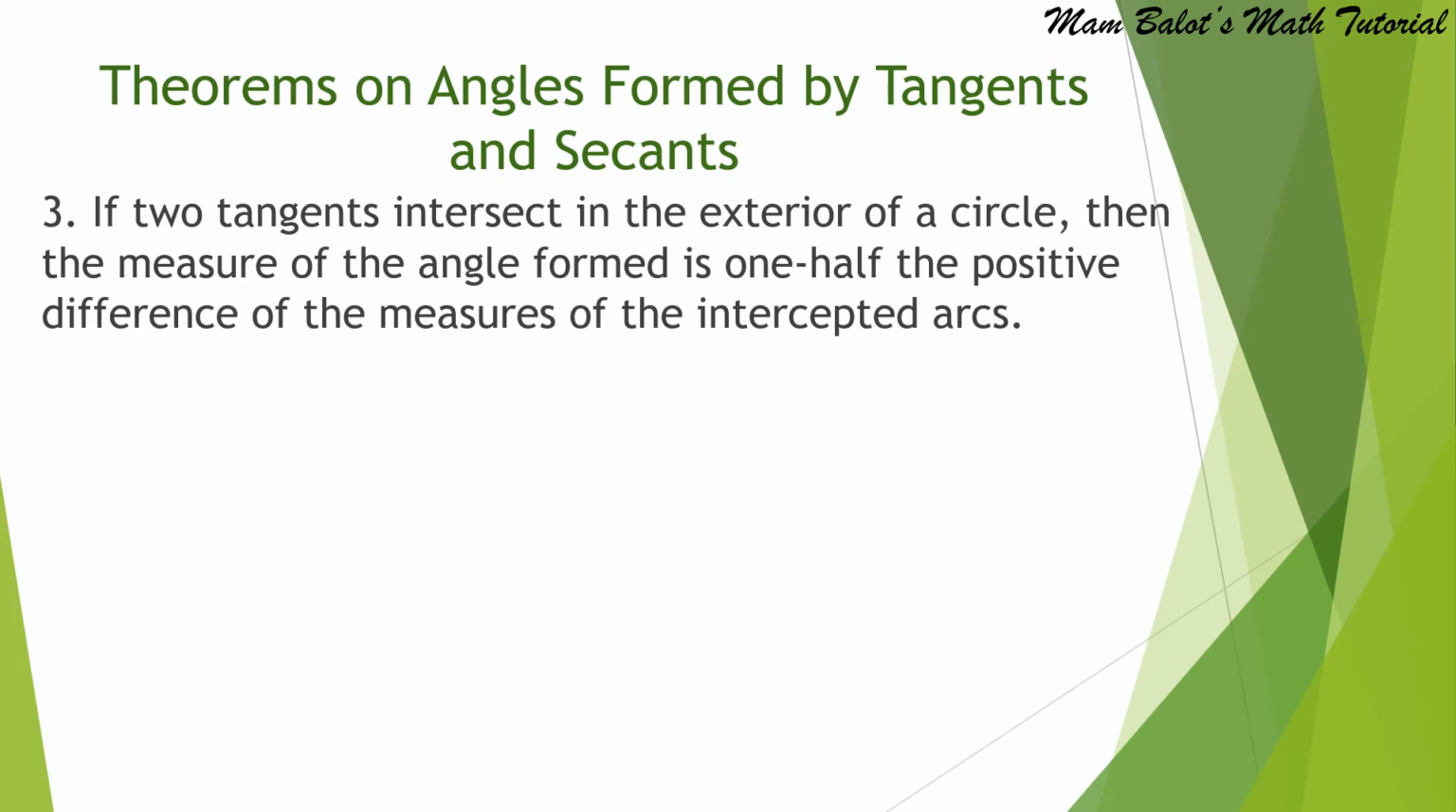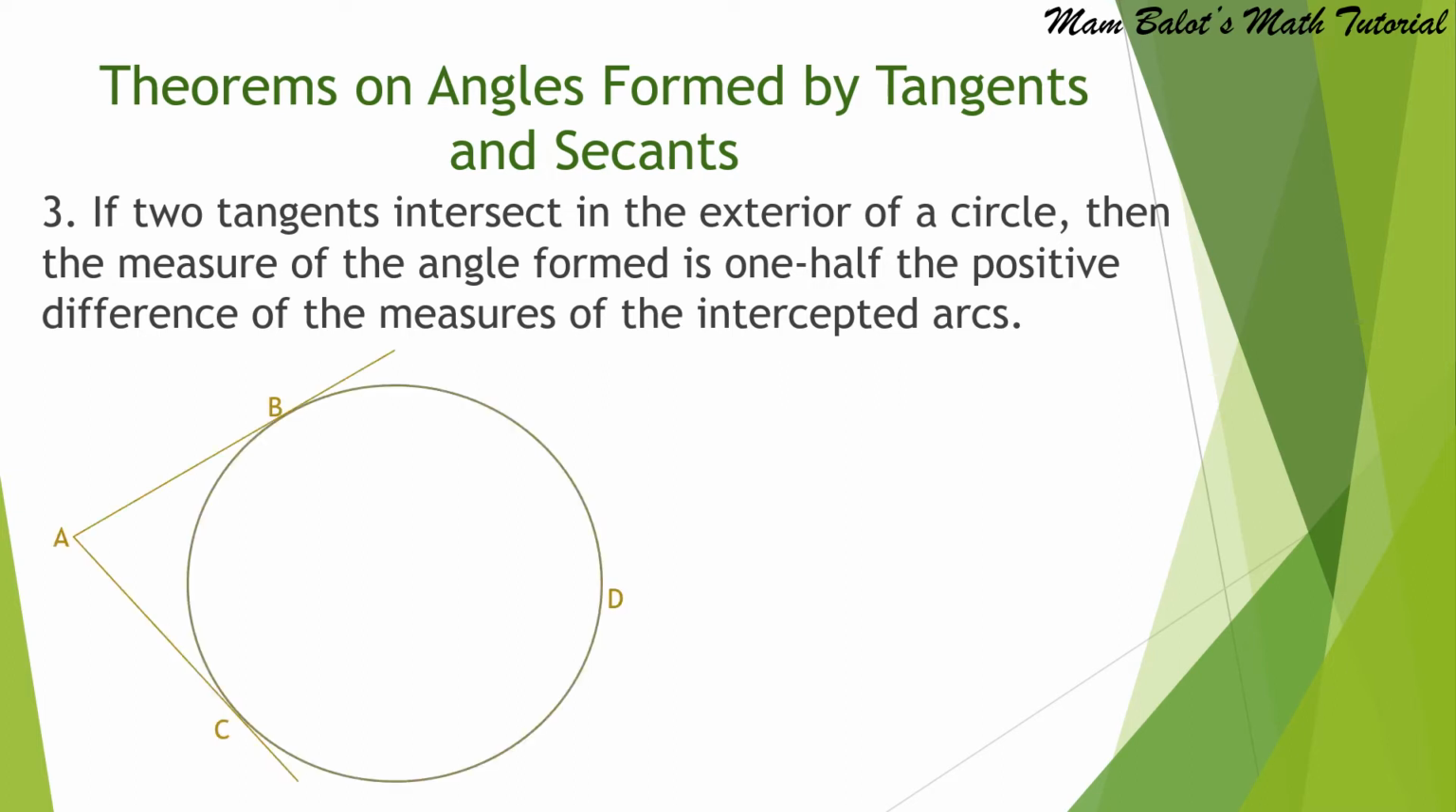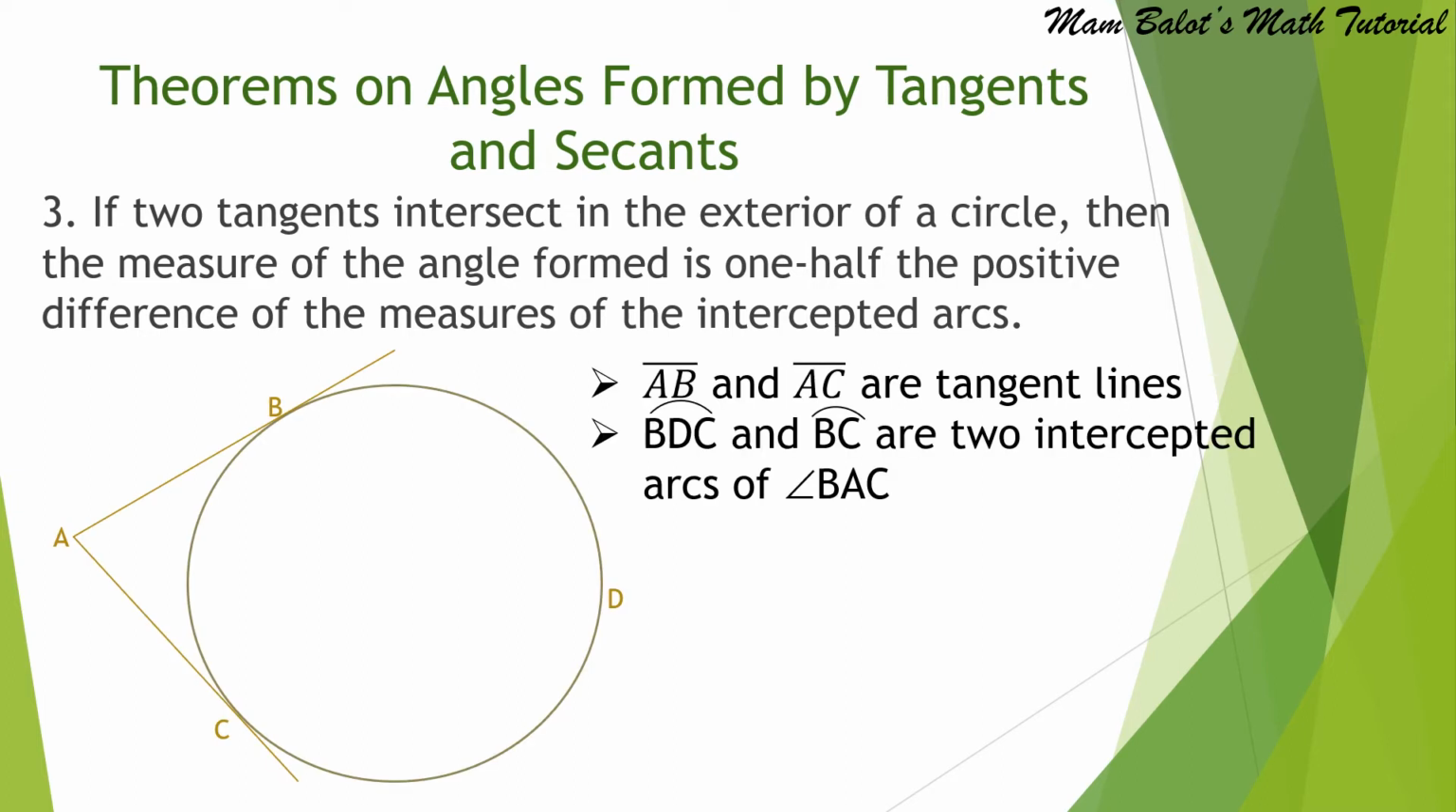Theorem number 3. If two tangents intersect in the exterior of a circle, then the measure of the angle formed is 1/2 the positive difference of the measures of the intercepted arcs. So if we have this figure, lines AB and AC are tangent lines, and arc BDC and arc BC are two intercepted arcs of angle BAC. So according to the theorem, we can have the measure of angle BAC is equal to 1/2 of the measure of arc BDC minus the measure of arc BC.